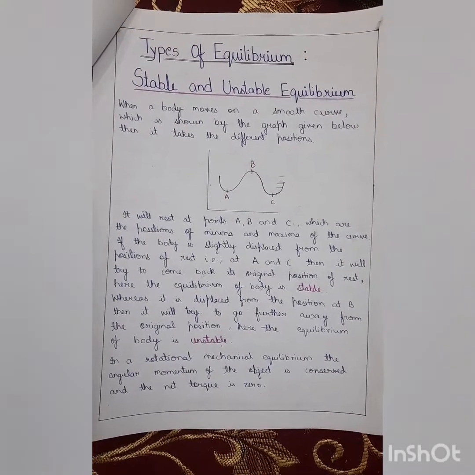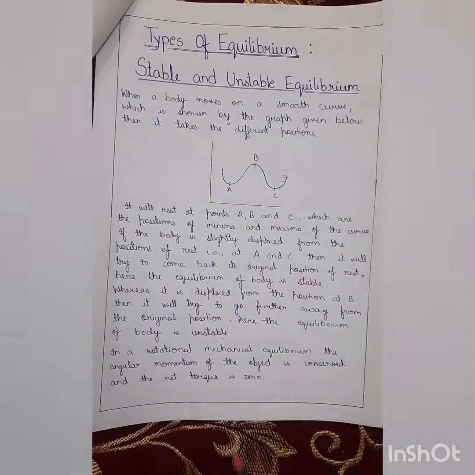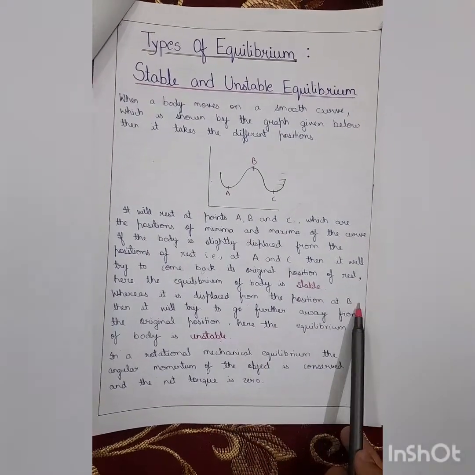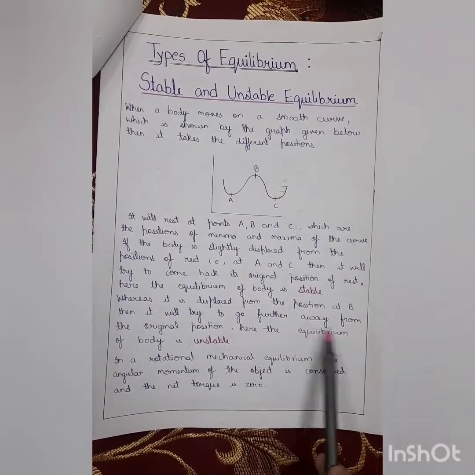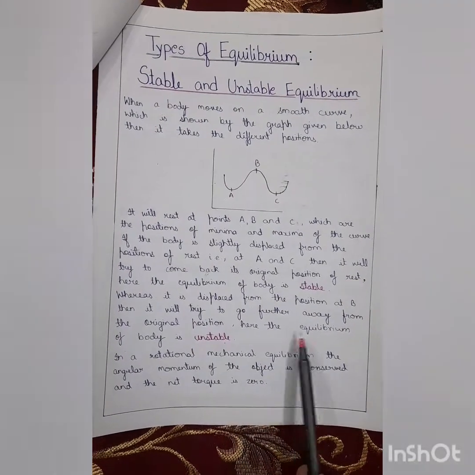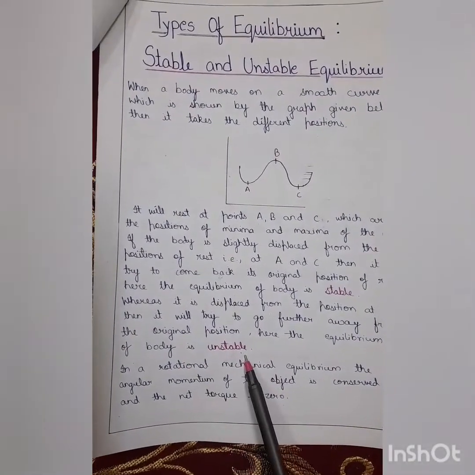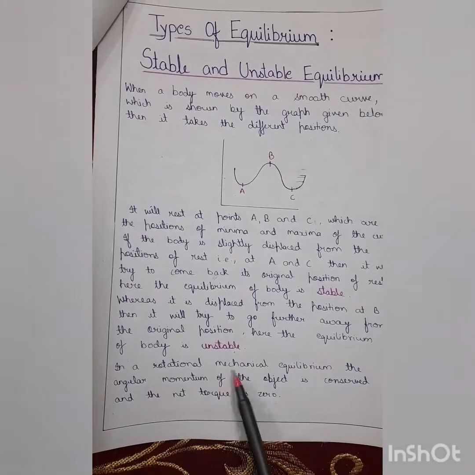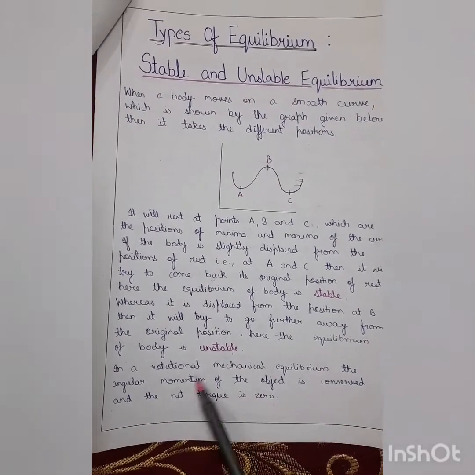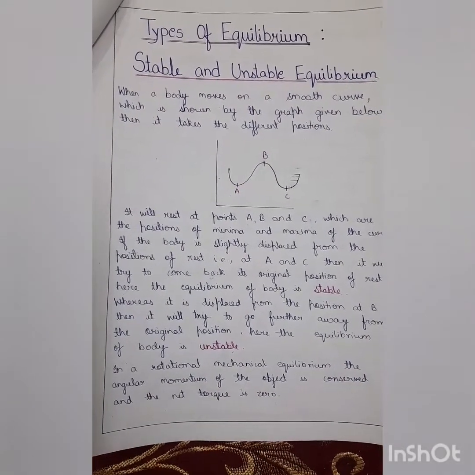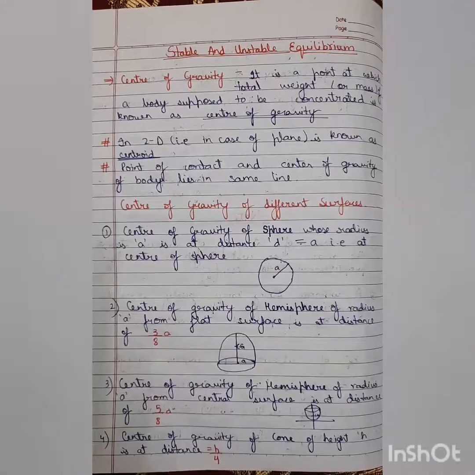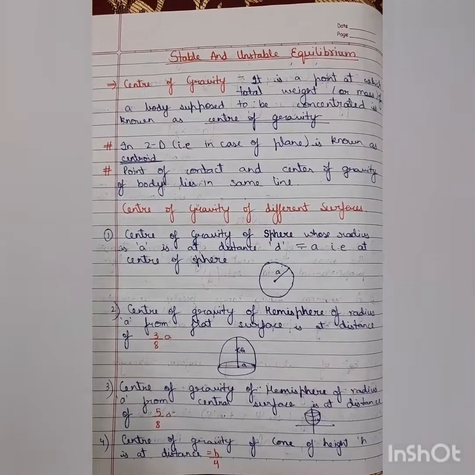Here the equilibrium of the body is stable, whereas if it is displaced from the position at B, then it will try to go further away from the original position. Here the equilibrium of the body is unstable. In a rotational mechanical equilibrium, the angular momentum of the object is conserved and the net torque is zero. Now, stable and unstable equilibrium.